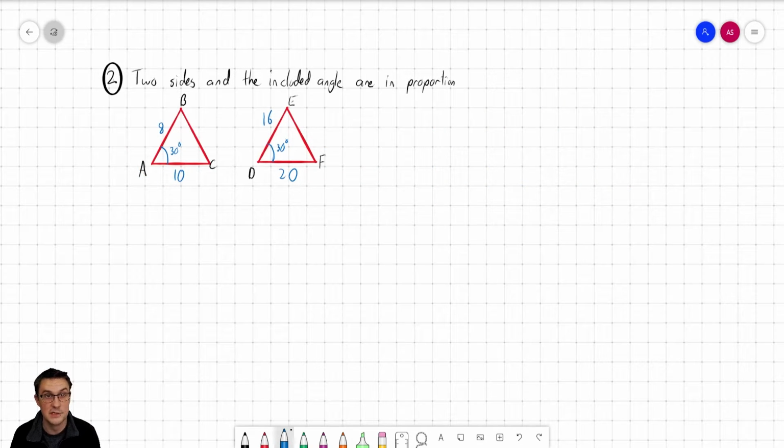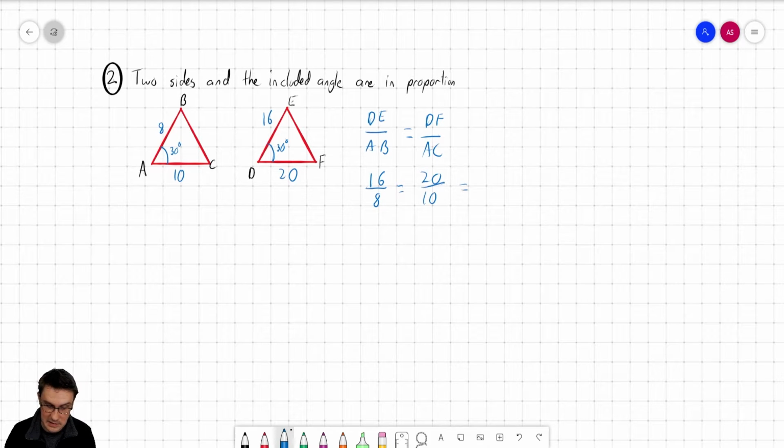The second test is showing that two sides and the included angle are in proportion. We look at the two sides and make sure they have proportionality, so the same scale factor. In addition, we need to check that the included angle between those two sides is equal as well. Let's check the proportionality first. We put DE over AB, and we want to make sure that's equal to DF over AC. As we do the substitution, we have 16 over 8, which is equal to 20 over 10. In each case, we get the scale factor, which is equal to 2. So we've been able to show that proportionality here.